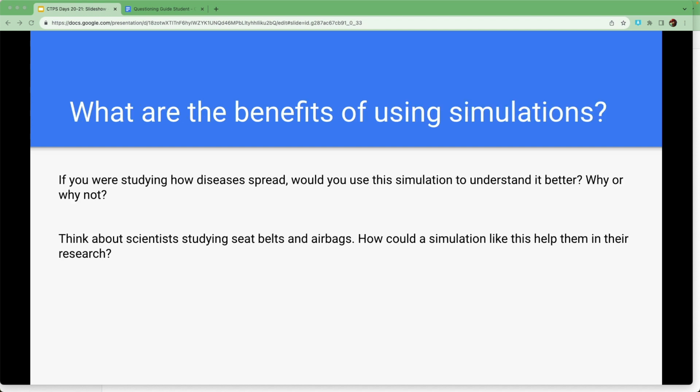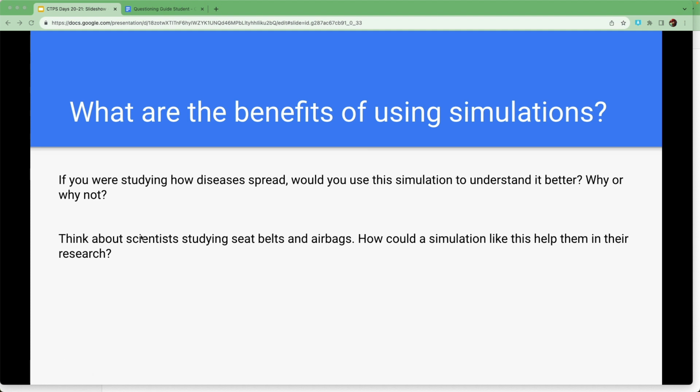All right, so what are the benefits of using simulations? So let's step away from the disease spread program for a second. So if you were studying how diseases spread, would you use this simulation to understand it better? Sorry, I misread the question there. So if you were studying how diseases spread, would you use this simulation to understand it better? Why or why not? Question 2, think about scientists studying seatbelts and airbags. How could a simulation like this help them in their research?